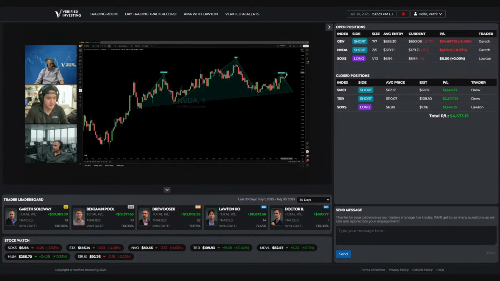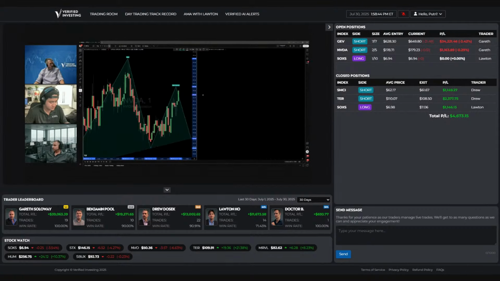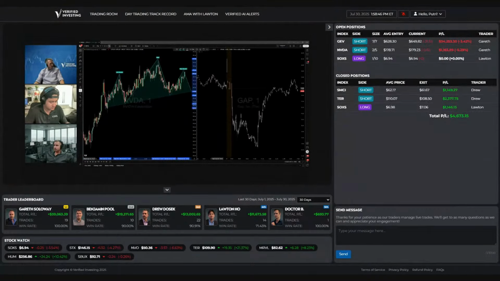Nvidia's catching a little bit of a bid here. Stocks are coming down a little bit, about break even. Got about a minute and a half to go. And usually what I've found with FOMCs is the first move's typically the wrong move. So we'll see if we get a surge or a plunge initially.